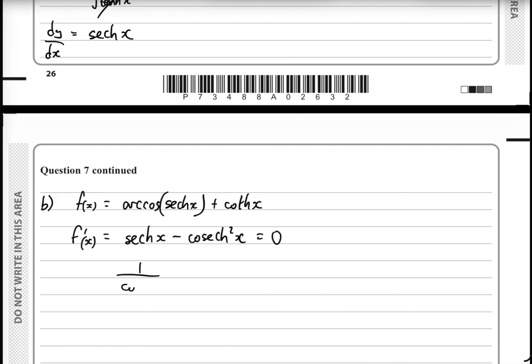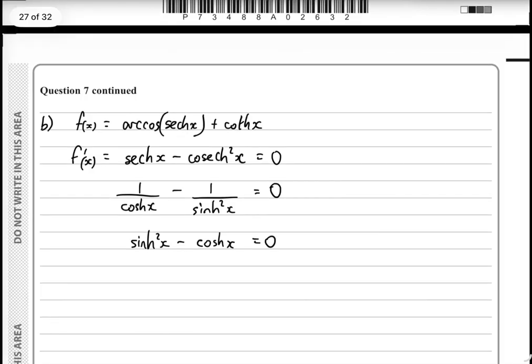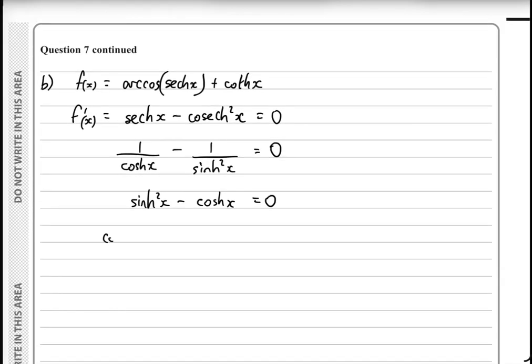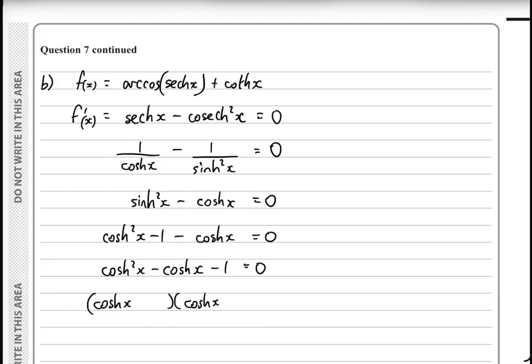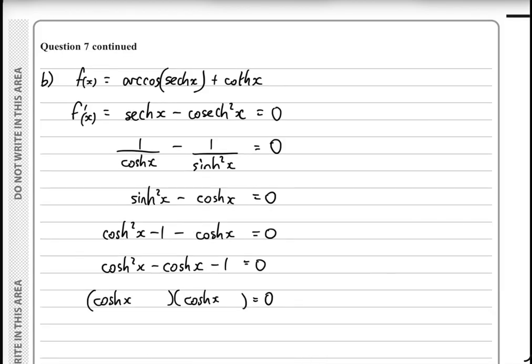Sec is 1 over cosh. Cosec is 1 over sinh squared. So we've got sinh squared x minus cosh x equals 0. Sinh squared is cosh squared x minus 1. And that gives us a quadratic in cosh squared. Sorry, in cosh. Can we factorize? No, that was a waste of time.